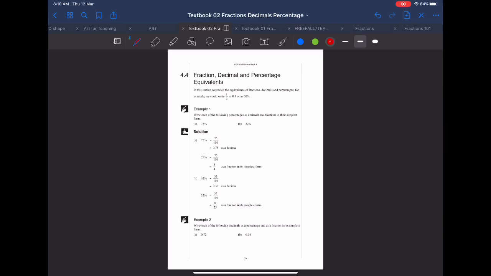Okay, for this tutorial for Fractions 102, we are going to learn how to convert fractions to decimals, fractions to percentages, decimals to fractions, and vice versa. Because, you know, fractions, decimals, and percentages, they are cousins. So you can convert them to each other, okay?